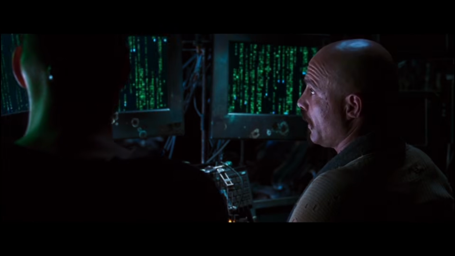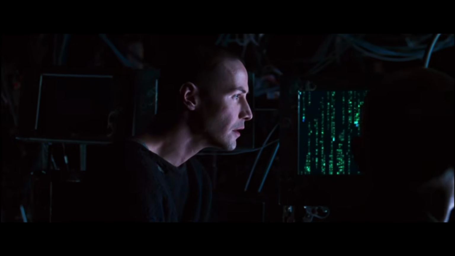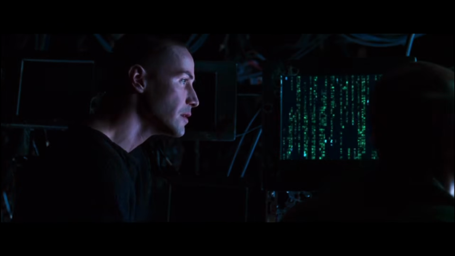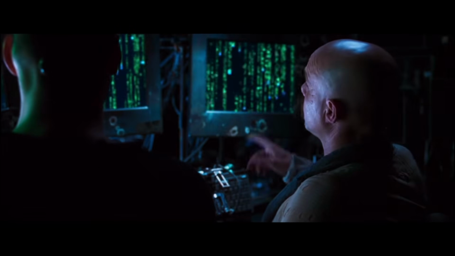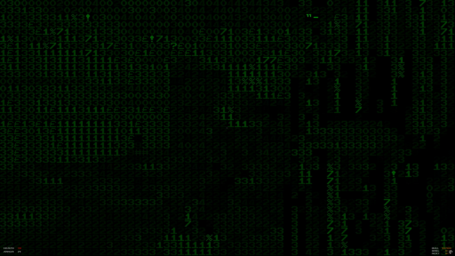Is that the Matrix? Yeah. Do you always look at it in coding? Well, you have to. You get used to it. I don't even see the code. All I see is blonde, brunette, redhead.